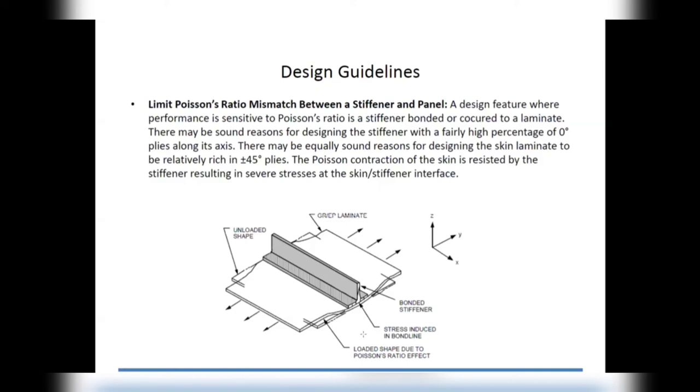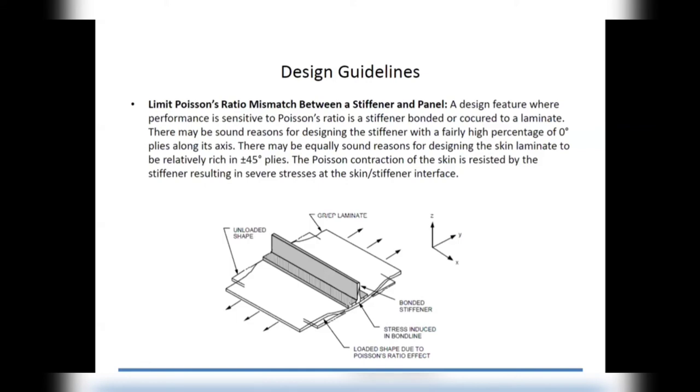There might be good reasons for designing the stiffener with a fairly high percentage of 0 degrees along the x-axis, along this axis. The x-axis is this one. And that's to reduce a Poisson ratio mismatch. There might also be good reasons for designing the skin laminates to be relatively rich in plus minus 45, so that the Poisson contraction of the skin is resisted by the stiffener. If you can reduce that mismatch, that'll suppress severe stresses between the skin and the stiffener. So basically, bring the Poisson effects close to each other.